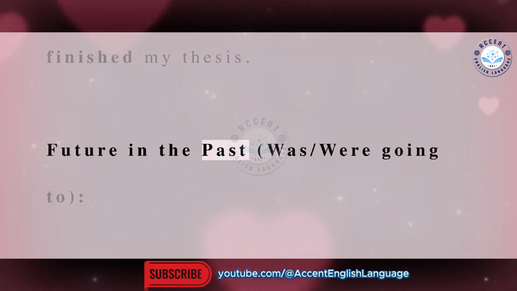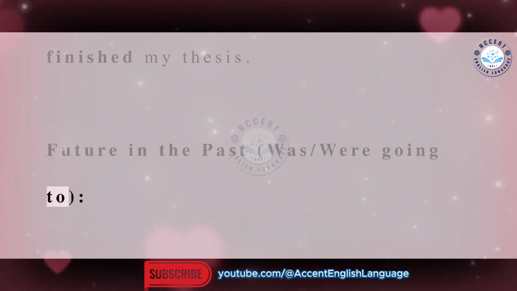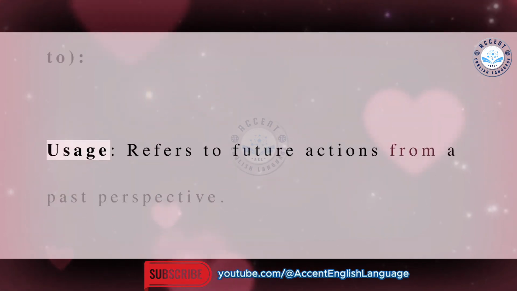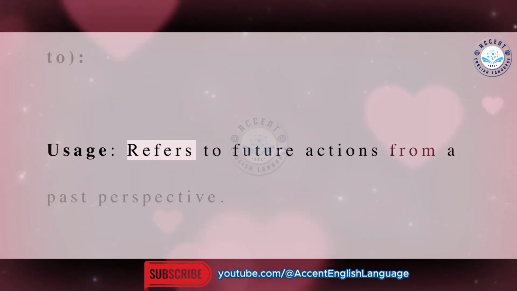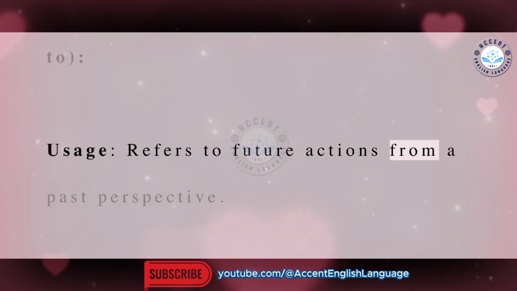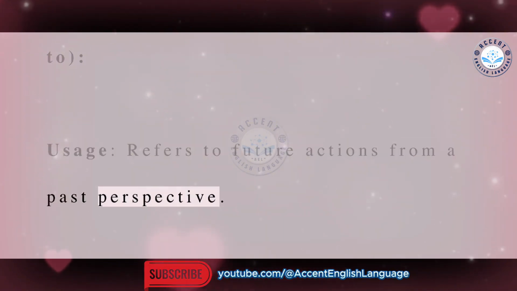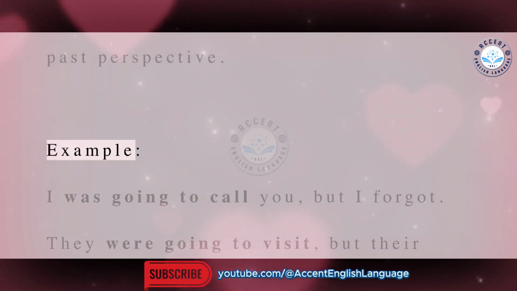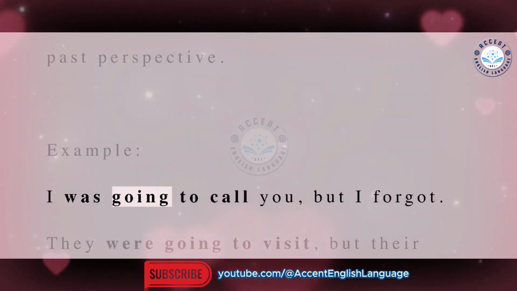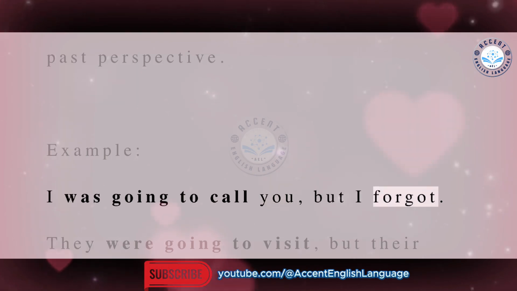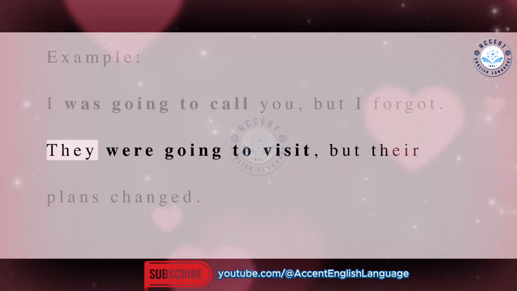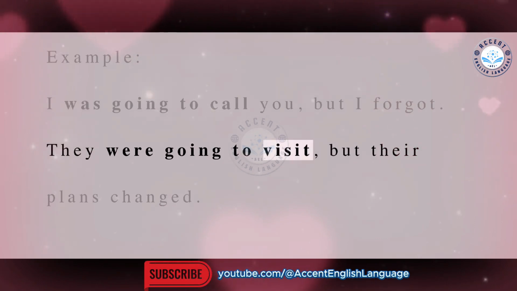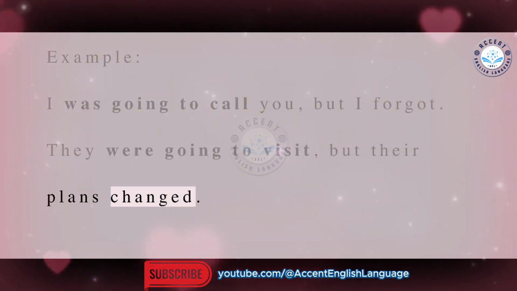Future in the past, was/were going to. Usage, refers to future actions from a past perspective. Example, I was going to call you, but I forgot. They were going to visit, but their plans changed.